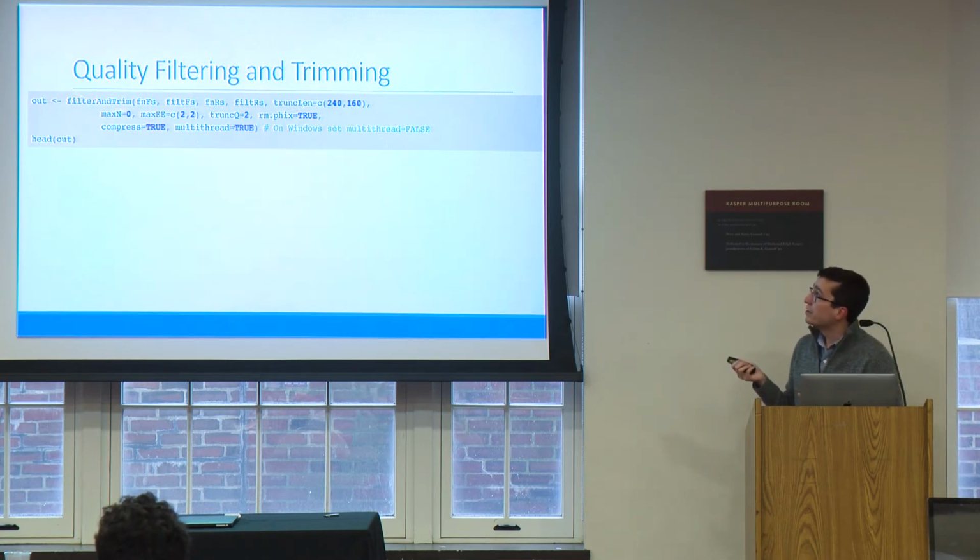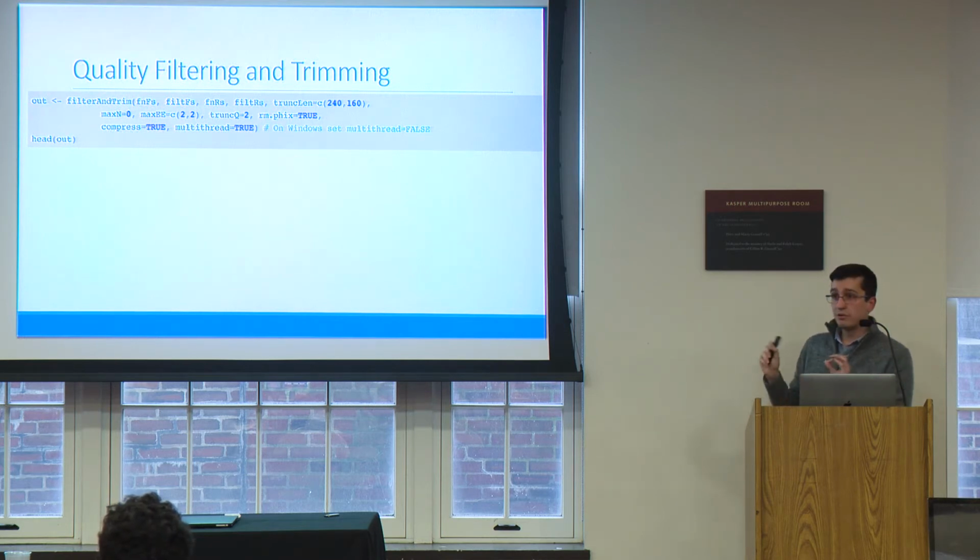You do that with this filter and trim command. I'm going to go through each of these components briefly. The first thing you do is you specify where your forward reads are. That's where your starting reads are, and then you specify where you want to output your filtered, trimmed forward reads. Same thing for the reverse. You put where your reverse reads currently are, and then you specify where you want to put your filtered reverse reads.